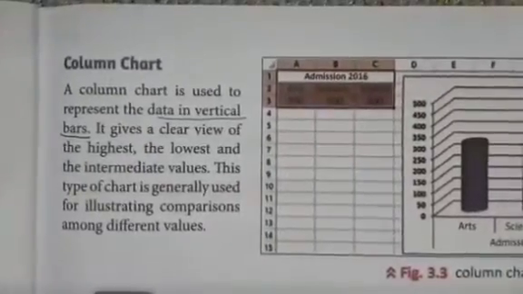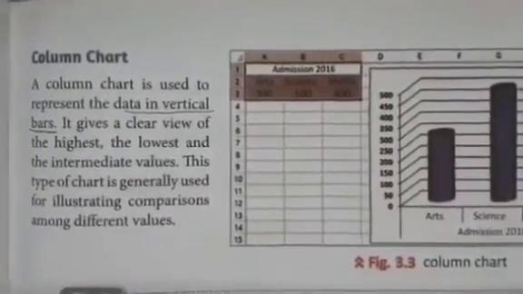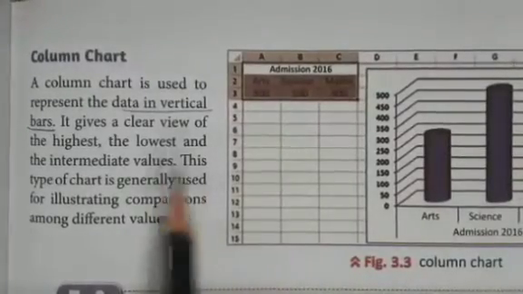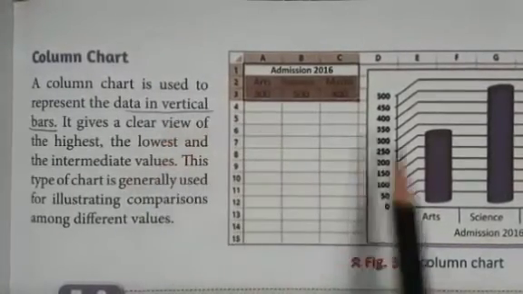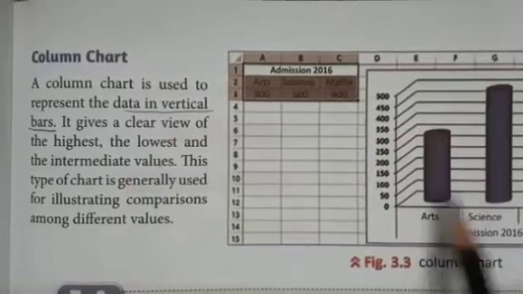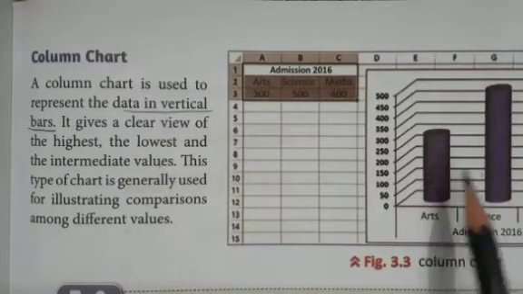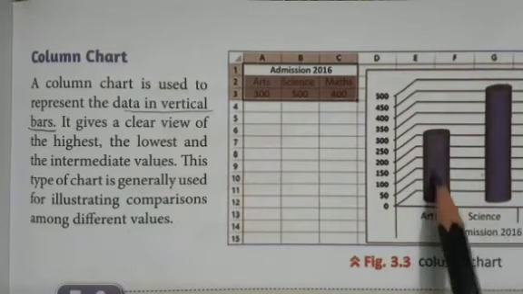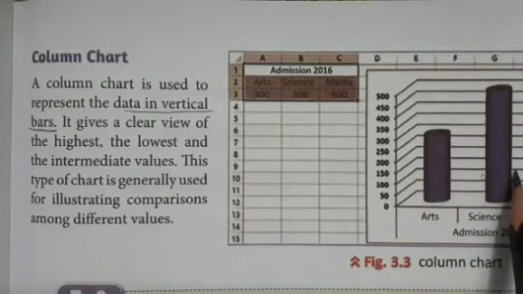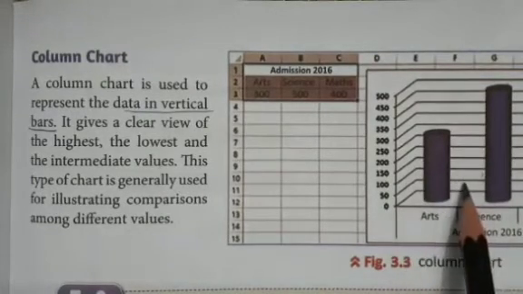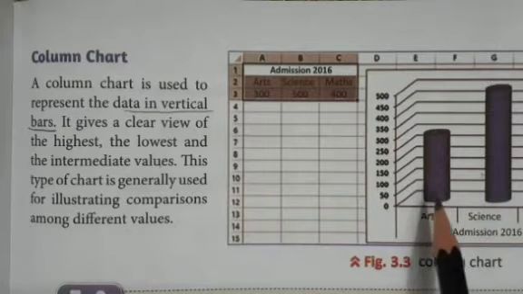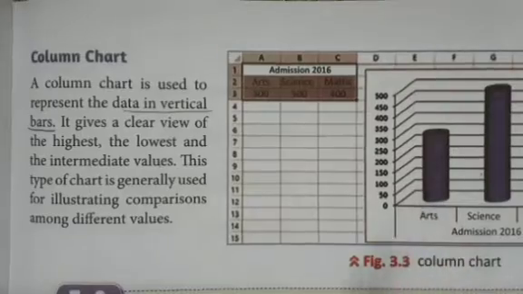Now let's see the different types of charts. So first we will see the column chart. A column chart is used to represent the data in vertical bars. It gives a clear view of the highest, lowest and intermediate values. This type of chart is used for illustrating comparisons among different values.